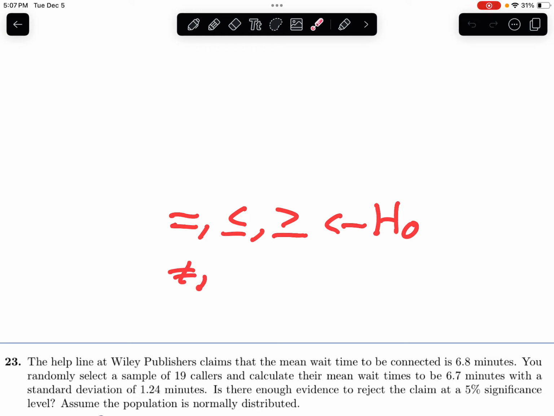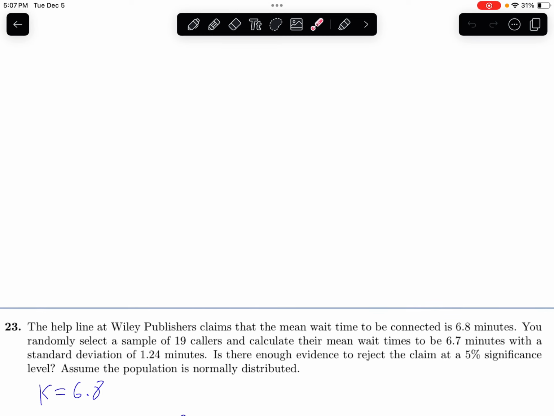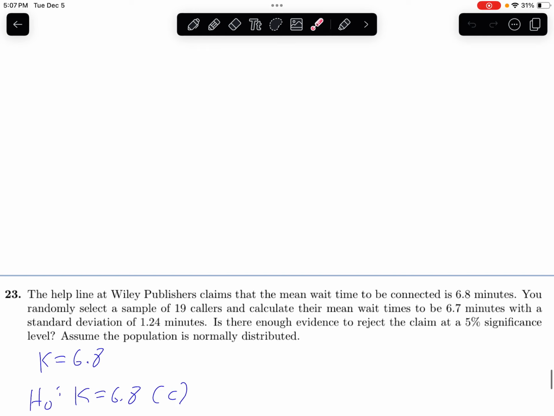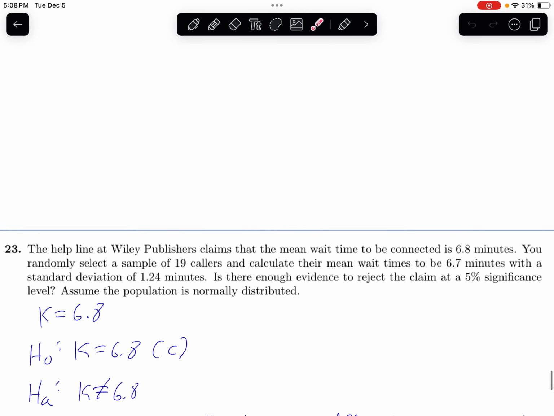If the statement does not include equals and is one of these inequalities, then that statement belongs in the alternative hypothesis. So whatever statement is given to you first, make sure you put it in the right place. Because this one says mu is equal to 6.8, that means this goes into the null hypothesis. That means that the claim is in the null hypothesis. And the alternative hypothesis, in this case, is the opposite of equals, which is not equals. Right? Equals has an opposite which is not equals.